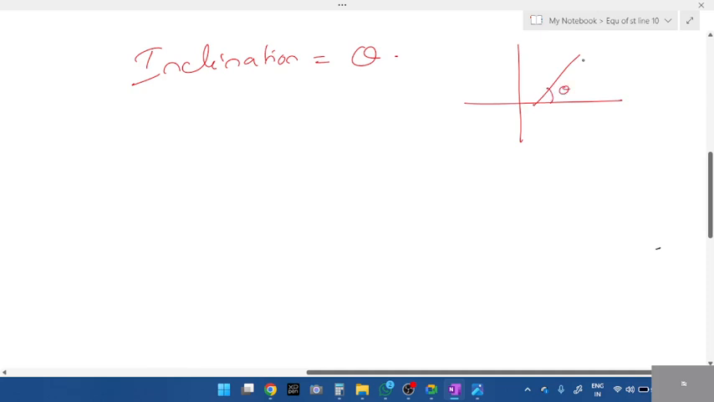So, what are the topics we covered this morning in equation of a straight line? Slope and inclination, right? Inclination is nothing but theta. If I draw a line, this is theta. And slope is tan theta. Slope means tan theta.